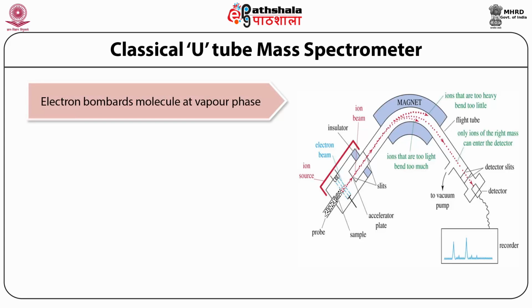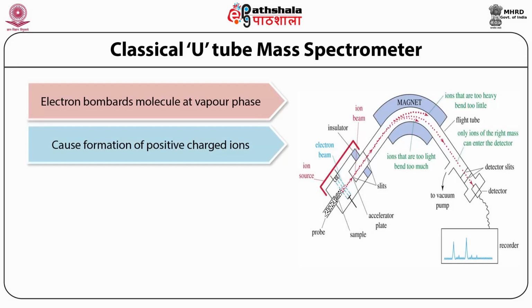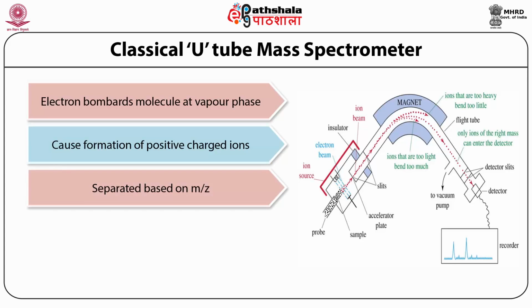Now this electron beam, as I told you before, ionizes the molecules, and the ionized molecule takes this U path where it is present in the magnetic sector, or sometimes electric deflections were also used in this kind of mass spectrometer. Based upon their mass, ions which are too heavy bend too little, and ions which are very light bend very fast, which makes a small difference in the speed. Thereby, when they reach the detector, they are read in the detector. So this is how this classical U-tube mass spectrometer has been used for finding the mass of compounds based upon the mass to charge ratio.